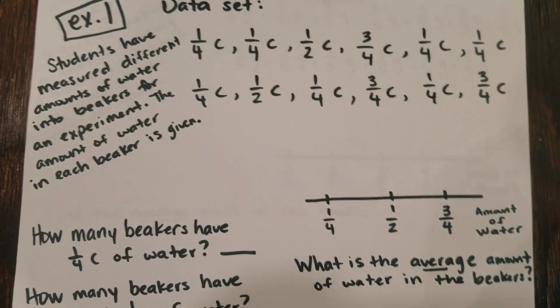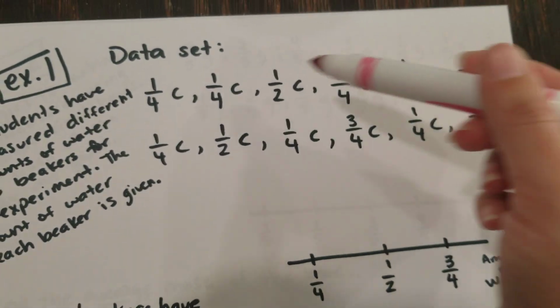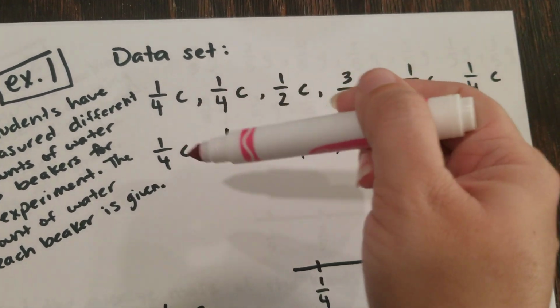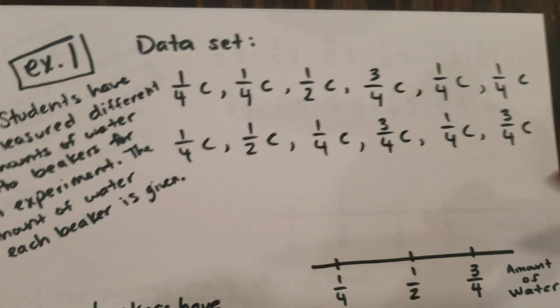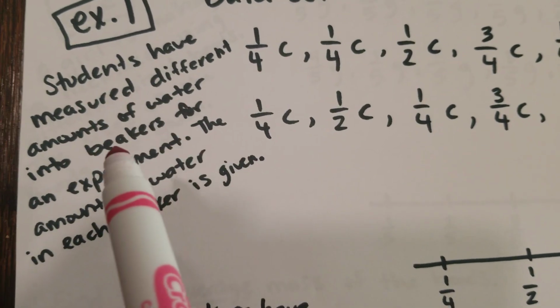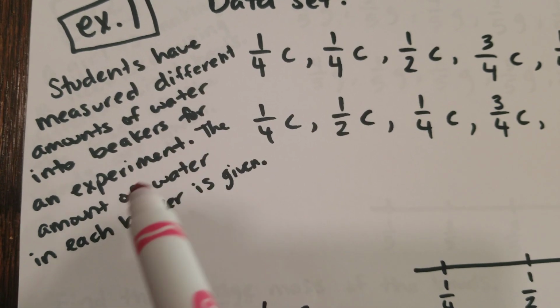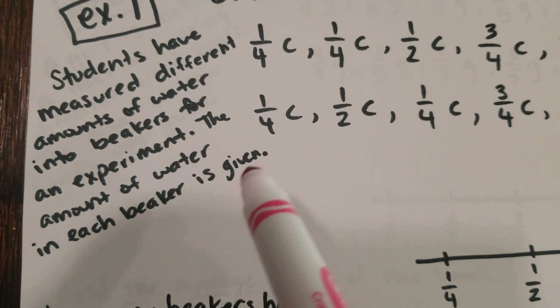Okay, here's an example. Lots of words, I know, but that's because we have the story problem. We have our data set. This is the data that was collected. And then we have to organize this data into our line plot. Okay, so let's see what's going on. Students have measured different amounts of water into beakers for an experiment. The amount of water in each beaker is given.